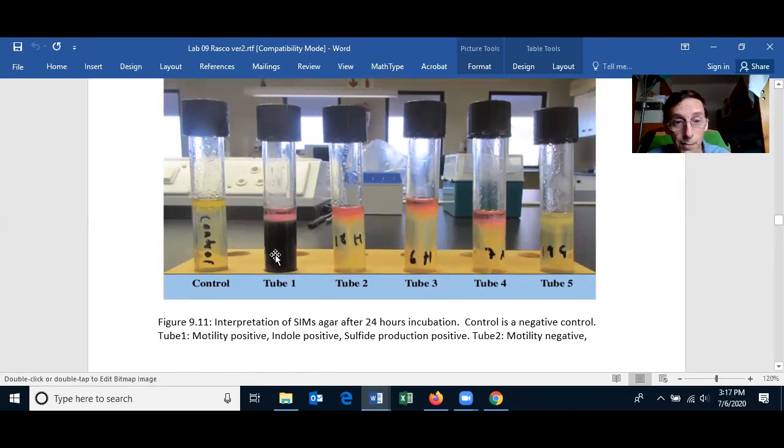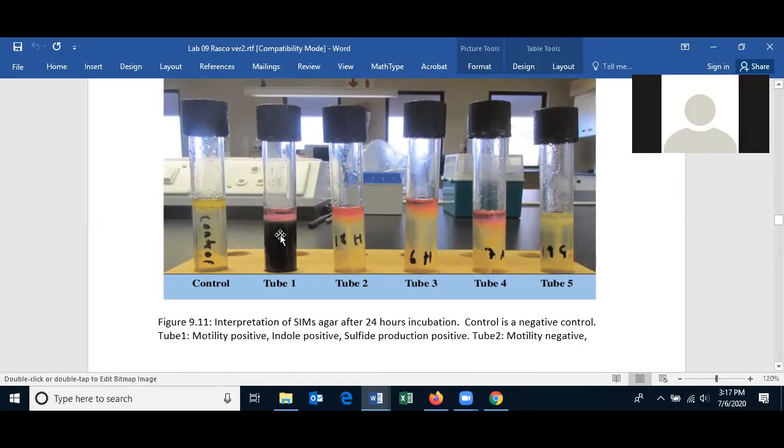If hydrogen sulfide is produced, it's black in the bottom of the tube. If indole is produced, it will be pinkish or reddish when the Kovacs reagent is added, and that's why it's only pink on the top. The Kovacs is re-added, and that's a solid. If it's motile, you will see growth away from the stab, like tube 4 shows motility, and in tube 2, there's only growth in the stab, so tube 2 is not motile, and there's no hydrogen sulfide produced in any of these tubes, tube 3, 2, 3, 4, and 5.